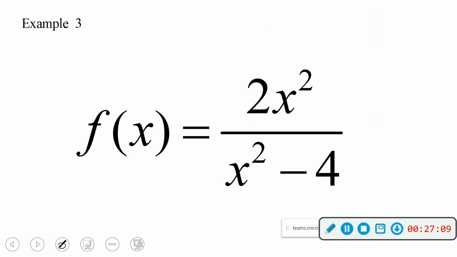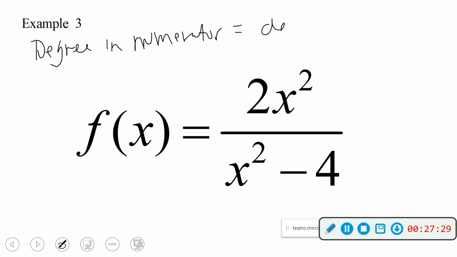So now let's move on to the next type. Now, I'm going to identify this type as the degree on the top is the same as the degree on the bottom. You maybe want to write that down. For examples 3 and 4, degree in the numerator is equal to the degree in the denominator.